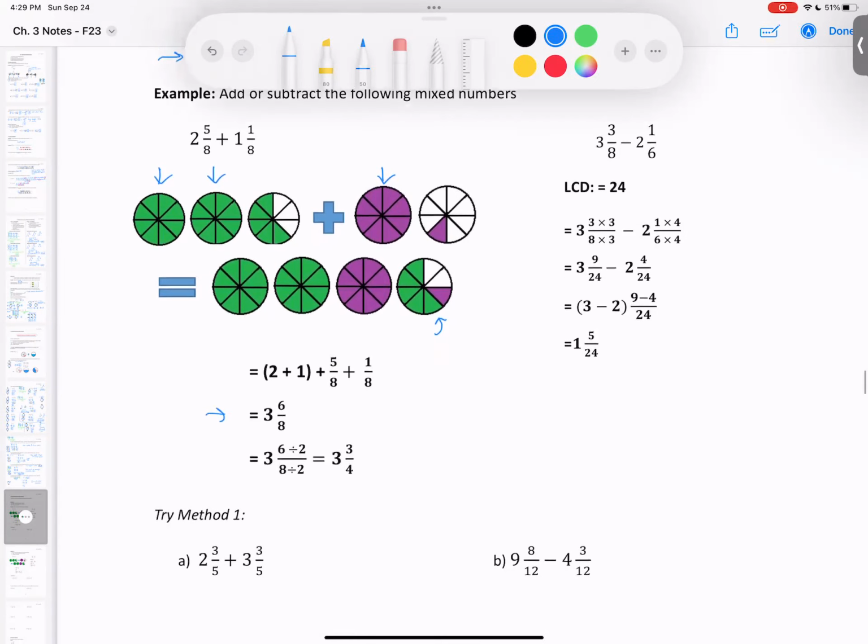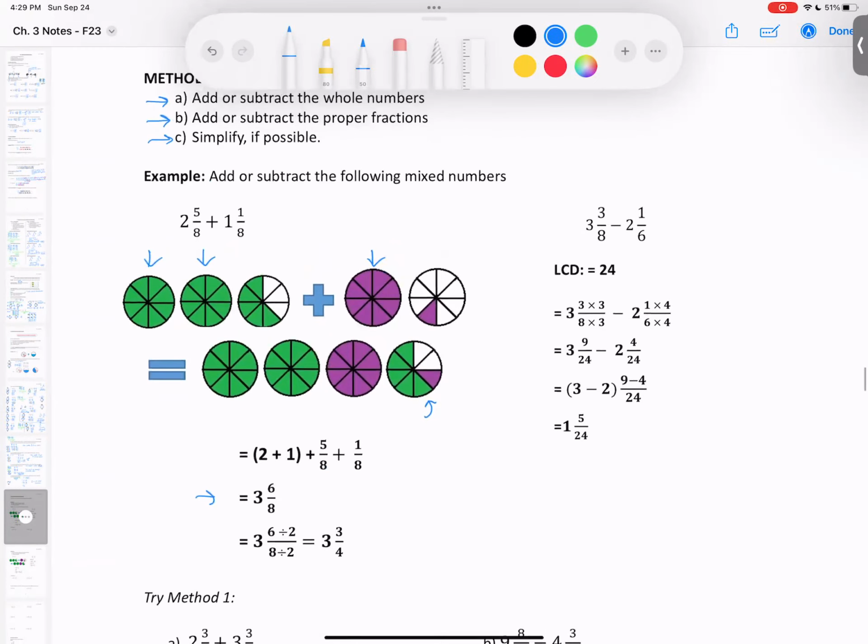Okay, let's do the next one. This is a subtraction, but I'm just going to do it on the side. So we've got 3 and 3/8, and we're subtracting 2 and 1/6. So we're going to subtract our whole numbers. 3 minus 2 gives us 1. And then we're going to have plus our fractions, which is 3/8 minus 1/6. Now we've got unlike fractions, so we're going to have to get some common denominators here.